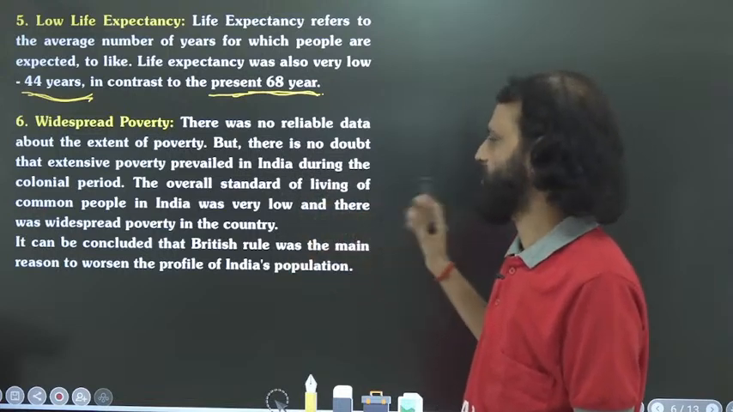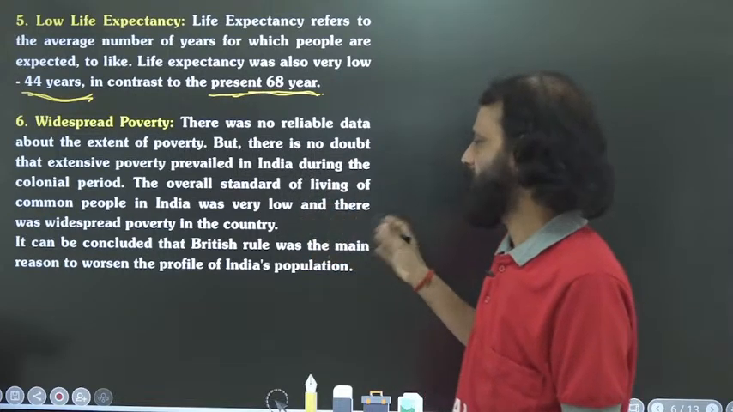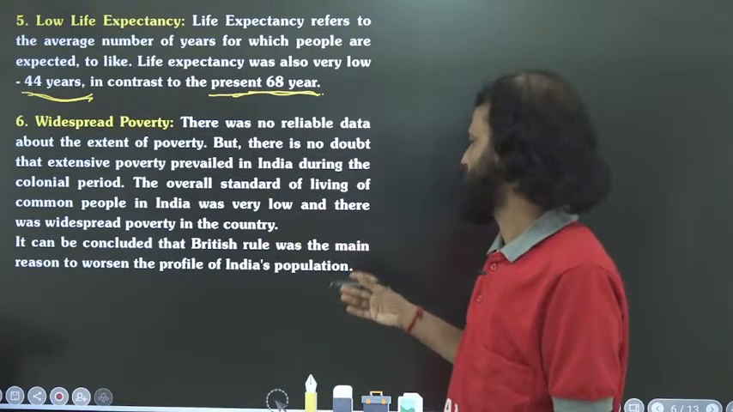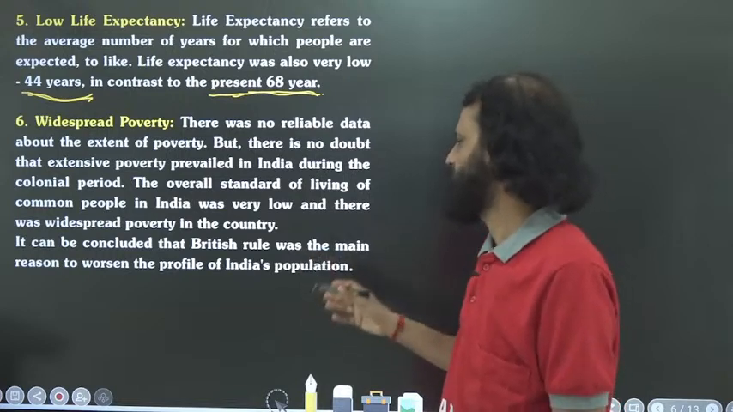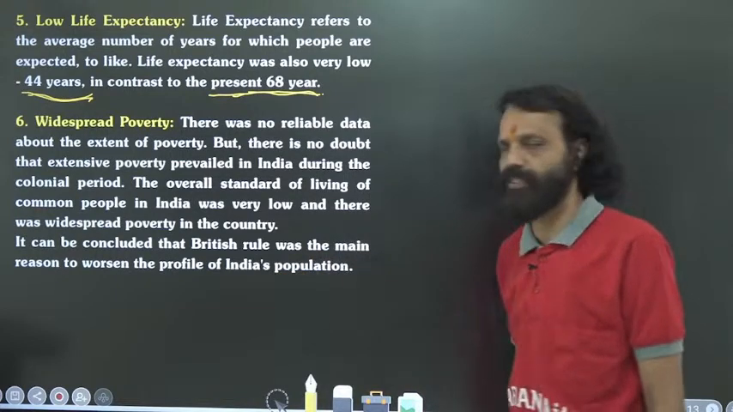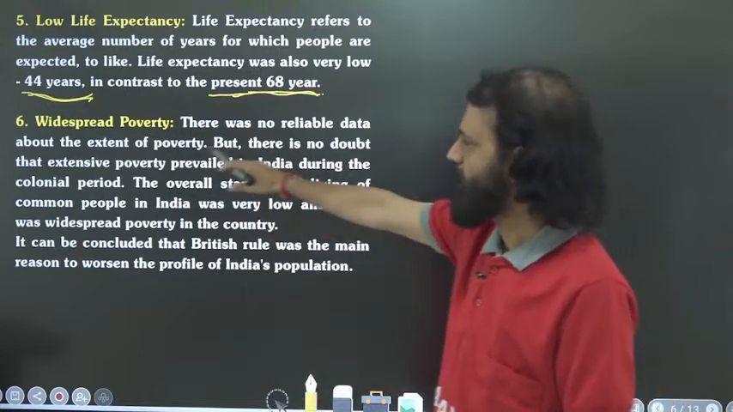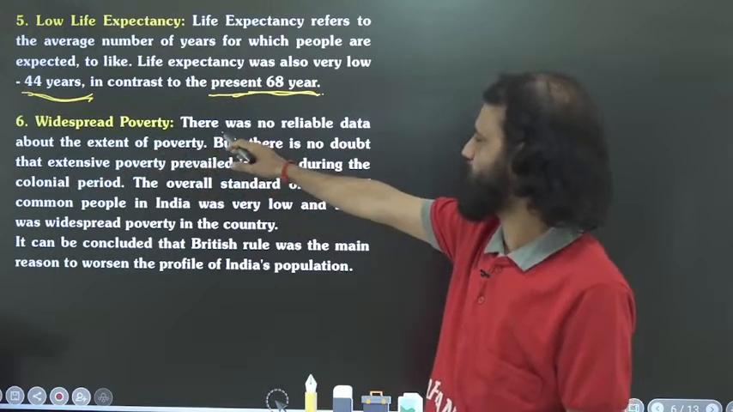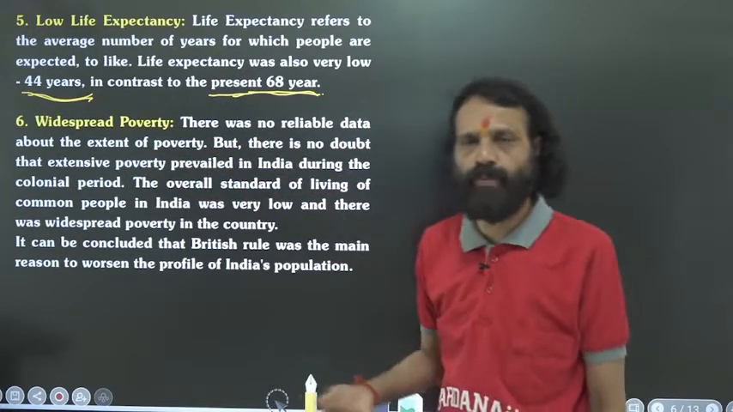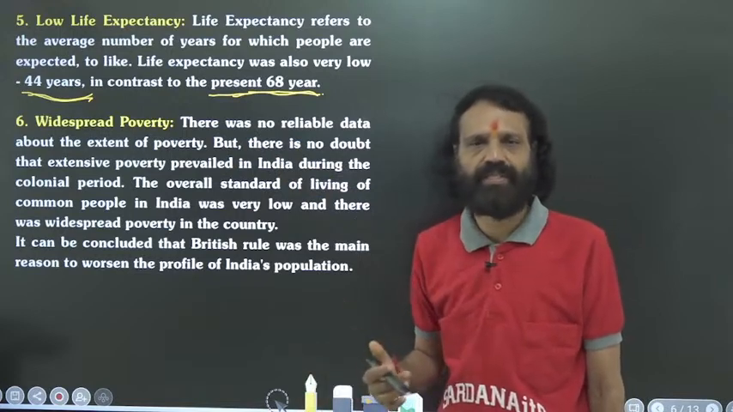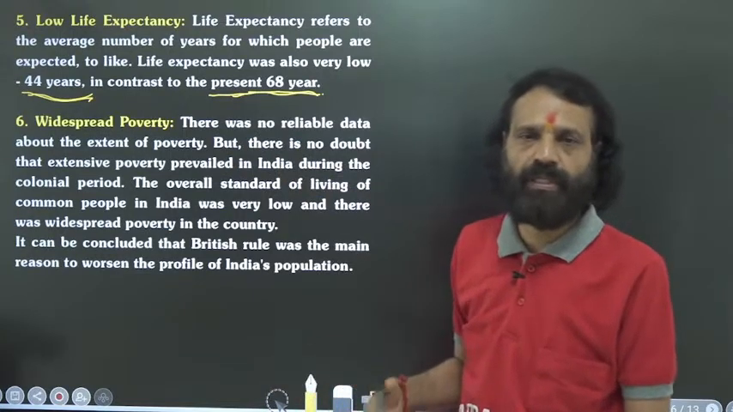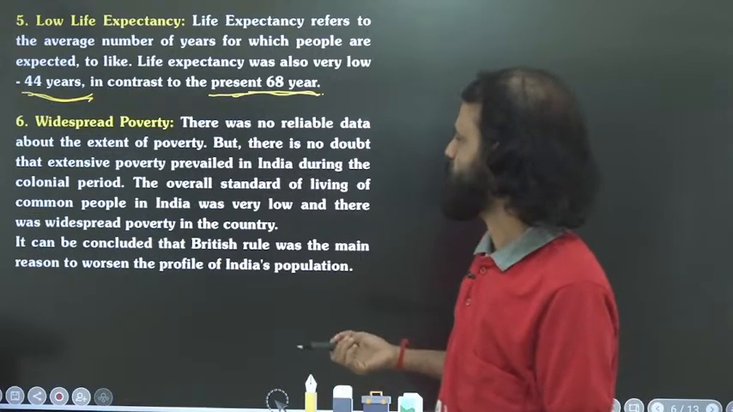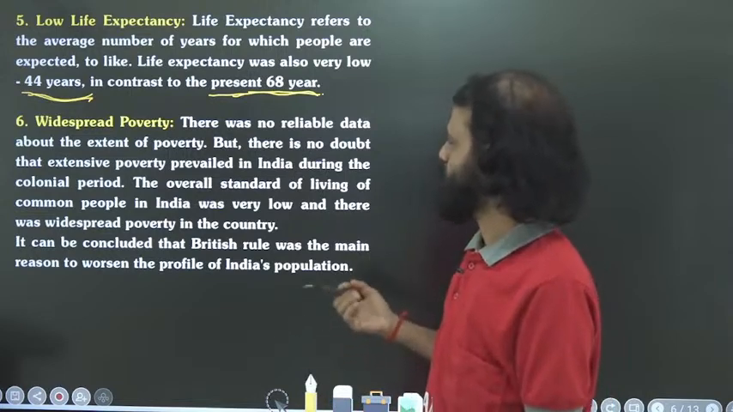The overall standard of living of common people in India was very low, and there was widespread poverty in the country. It can be concluded that British rule was the main reason for worsening the profile of India's population. People were poor. There was not enough food production, because the Britishers were forcing Indian people to produce cash crops rather than food crops. So Indian people suffered and experienced poverty.